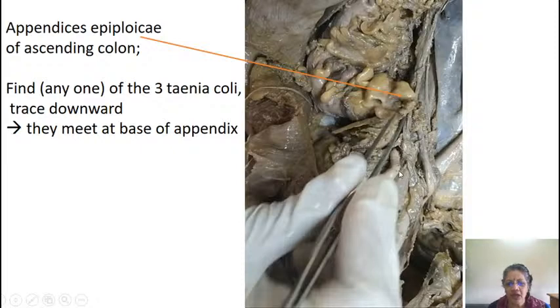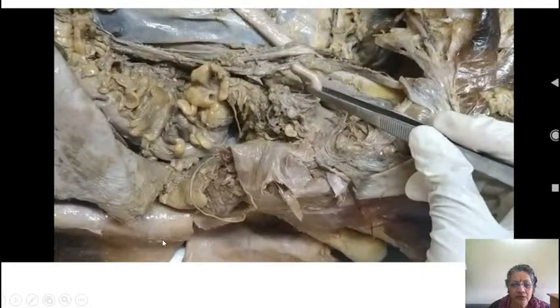In gross anatomy, how to find the appendix, because it is hidden? It is posteromedial. You can catch hold of any one of the 3 tinea coli of the ascending colon, or of the cecum, whichever you can find, and trace it down to the base of the appendix. All 3 will meet at the base of the appendix. So this is the view I wanted you to see.